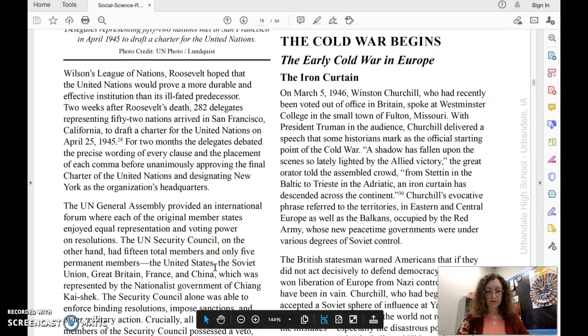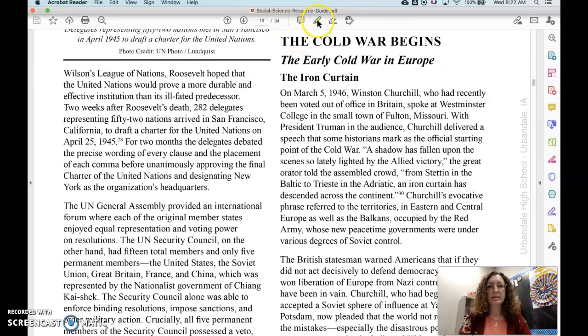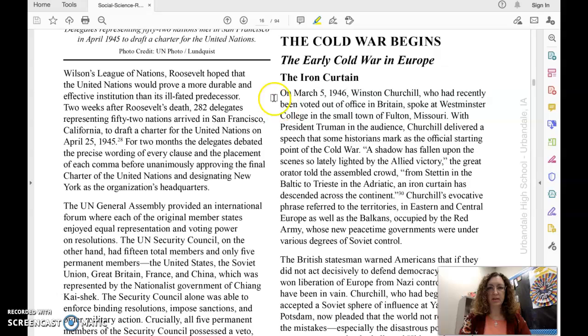Today we're going to start a little bit further in the social science resource guide from section 1, where I didn't really get a chance to get through everything, and Alex Solis's lessons didn't really get through everything either. So we're starting on page 16 in the social science resource guide. And what we're looking at is, in this video, the early Cold War in Europe.